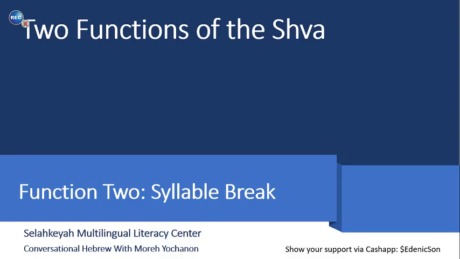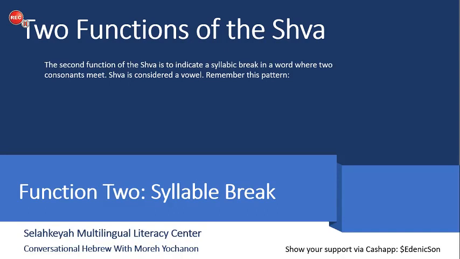Let's move to the second function of the Shva. The second function of the Shva is to indicate a syllabic break in a word where two consonants meet. Shva is considered a vowel. You have to remember this pattern. C, V, C, V, C. That stands for consonant, vowel, consonant, vowel, consonant.